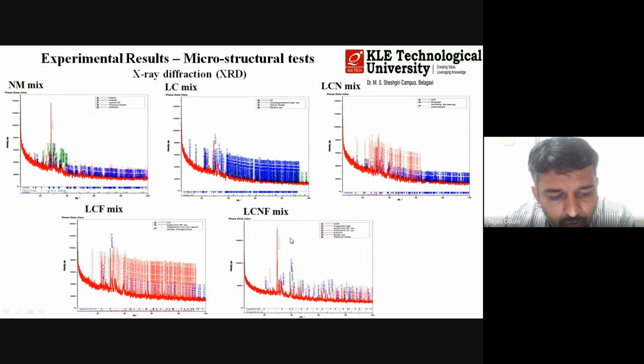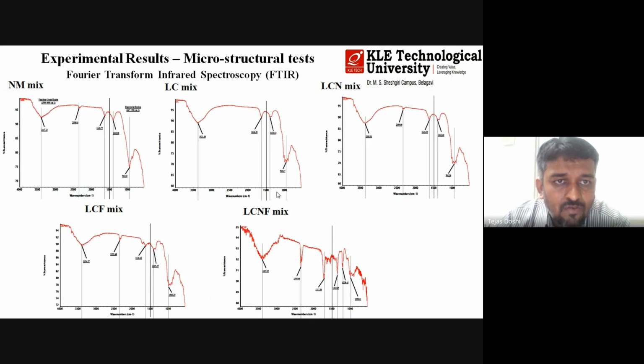magnesium, calcine. So all this indicates the peaks exhibiting the highest intensity suggest the dominance of the crystalline phases, whereas conversely, the peaks falling between 40 theta and 100 theta display the lower intensities, indicating an amorphous as well as non-crystalline state. Coming to the FTIR results for all the mixes, the FTIR results for the first 4 mixes, that is normal mix, LC mix, LCN mix, and LCF mix, have the same trend.